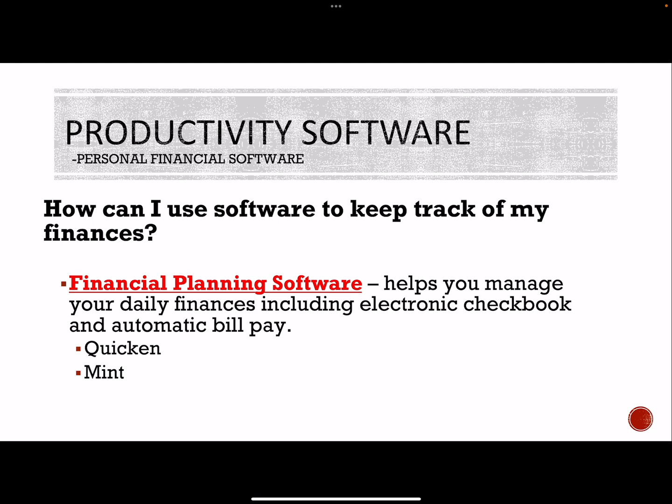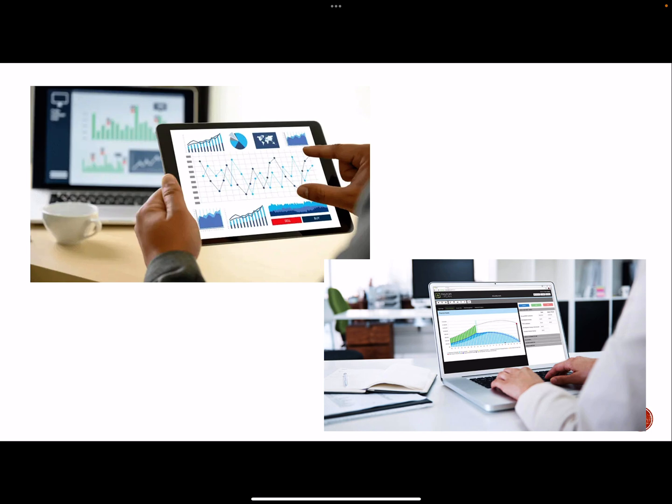How can I use software to keep track of my finances? Again, there's financial planning software that helps you manage your daily finances, including electronic checkbook and automatic bill pay. You've probably heard of Quicken. Mint will do that also. And again, it just helps you organize all of your finances.